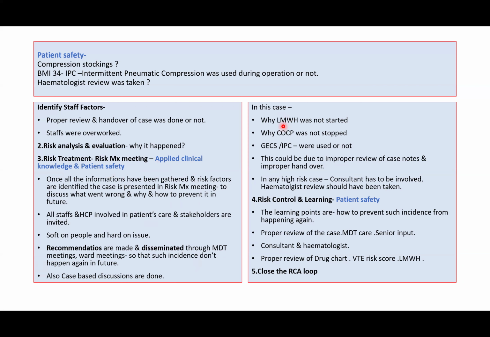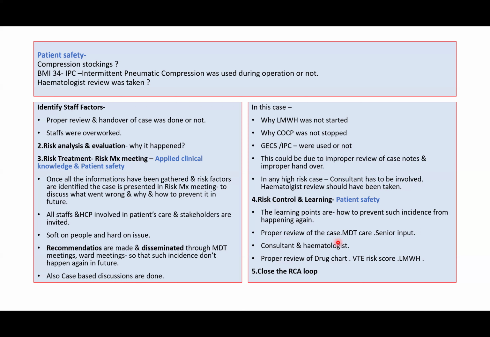So in this case, we have to see why heparin was not started, why COCP was not stopped, and whether stockings or intermittent pneumatic compression were used or not. And this could be because of improper review of case notes and improper handover. And in any high-risk case, like in this case, the consultant has to be involved, and haematologist review should have been taken. So what about the risk control and learning? So the learning points are how to prevent such incidents from happening again.